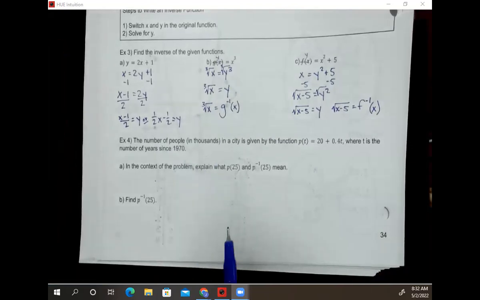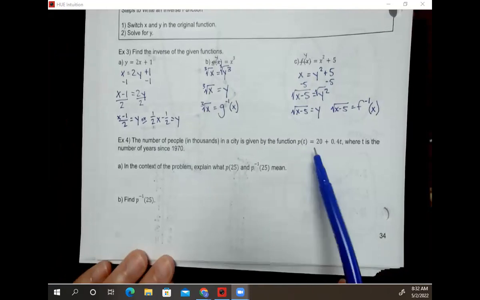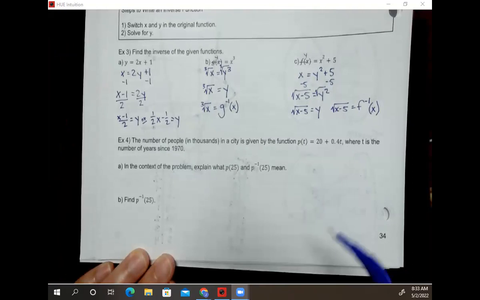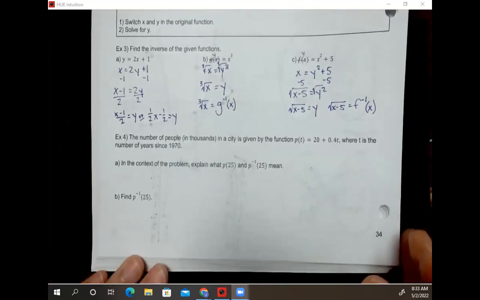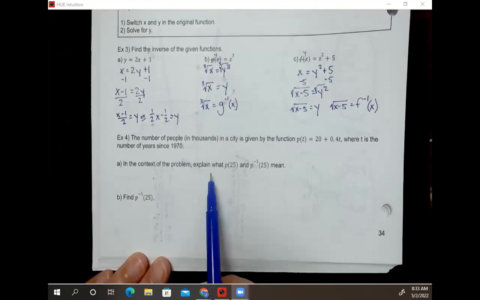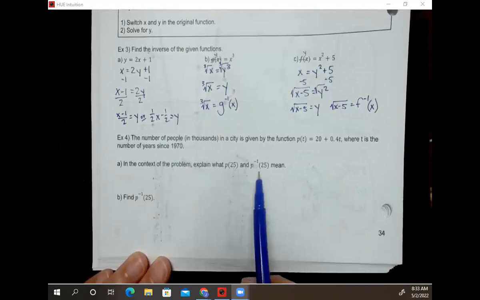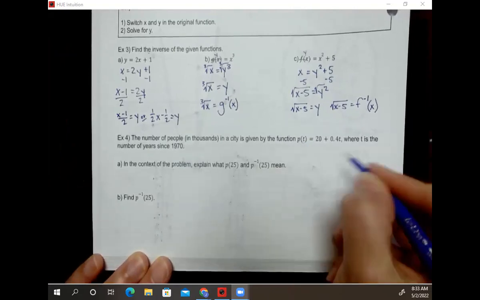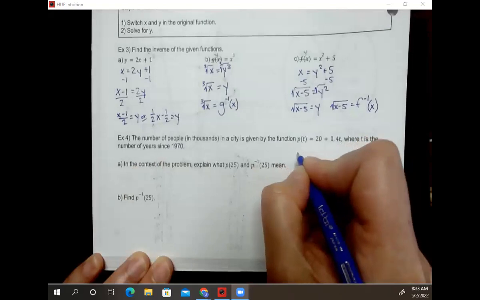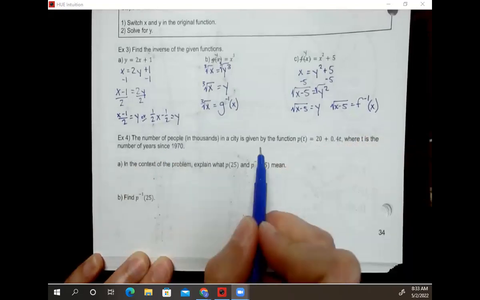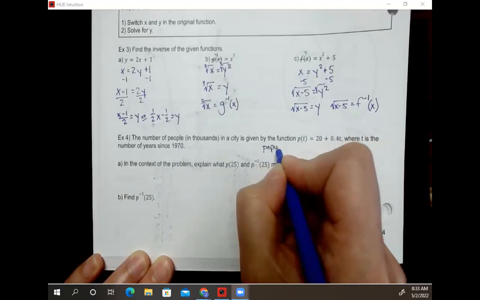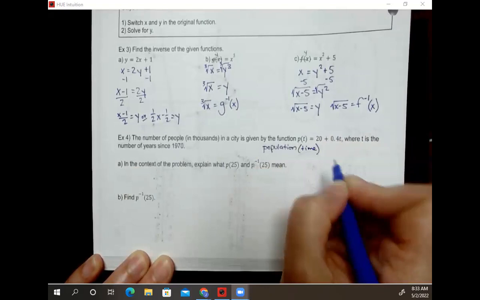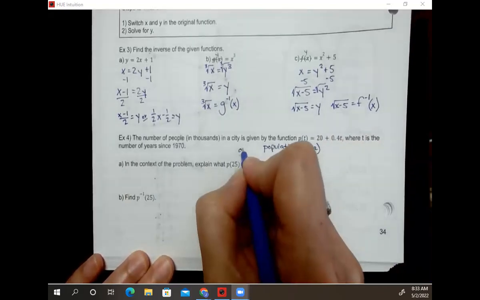So for example 4, it says the number of people in thousands in a city is given by this function, p of t equals 20 plus 0.04t, where t is the number of years since 1970. In the context of the problem, explain what p of 25 and p inverse of 25 means. So for our original function, we're taking this time measured in years since 1970, and that's giving us the number of people in the city. So we have population as a function of time. So that's our original function.